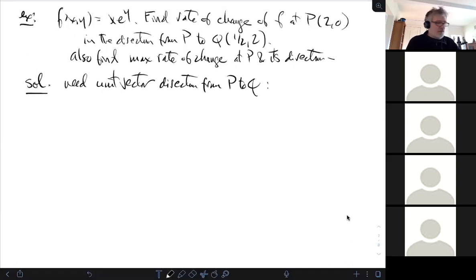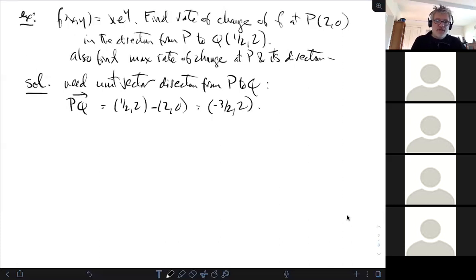Right, so what do I do? I look at the vector PQ first. What is that? I'll just subtract: 1/2 minus 2, 2 minus 0. This is minus 3/2, 2. So that's pointing in the right direction, but it's not a unit vector. So I'm going to compute its length.